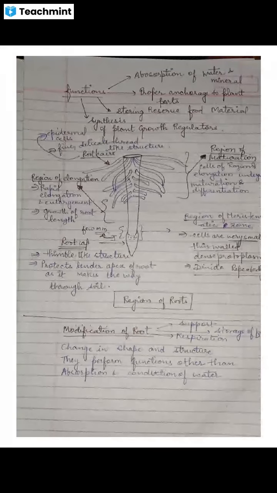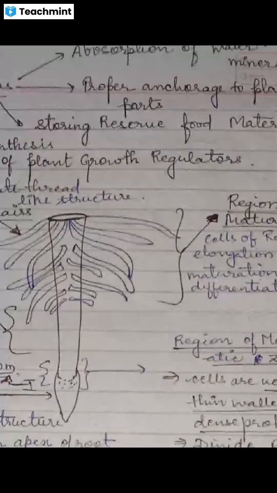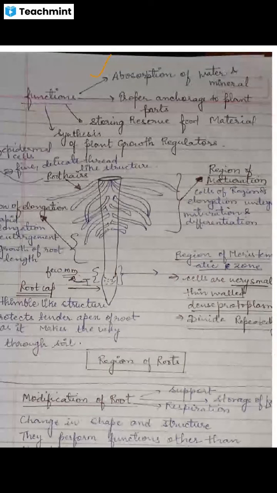Talking about the functions of roots. Firstly, roots absorb water and minerals. Second, they provide proper anchorage to the plant parts. They store reserve food material for the plant, so that in the autumn season, when the leaves get shed off, the food stored by the roots will be used by the branches. Then, synthesis of plant growth regulators like auxin, cytokinin, gibberellin, ethylene.